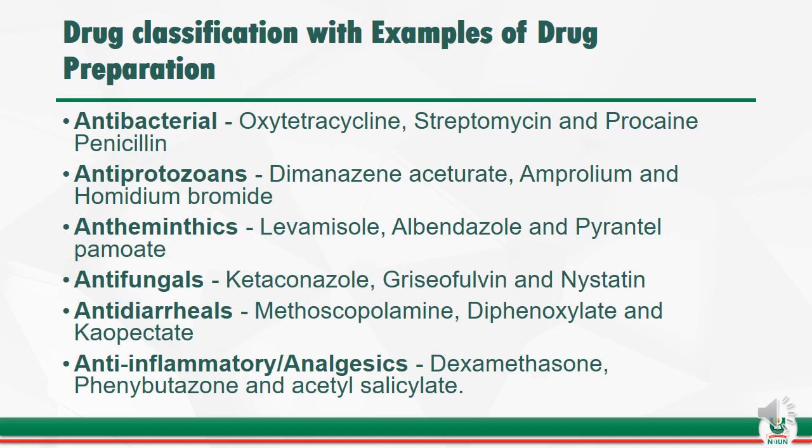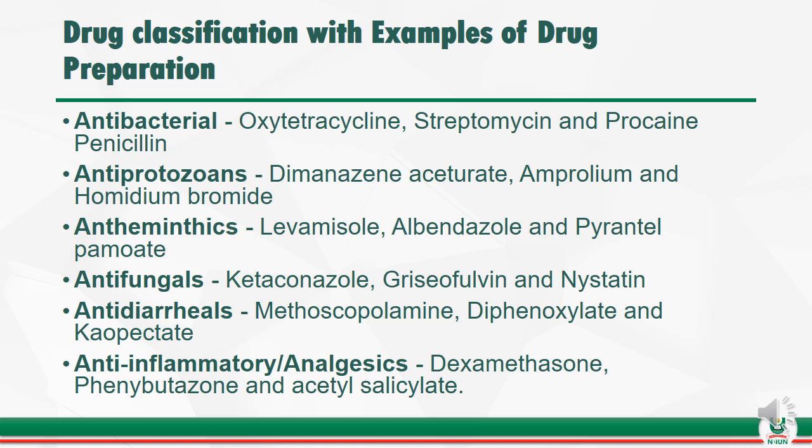And this is it here: drug classification based on the etiology, with examples of those drugs. We start with antibacterials. Examples include oxytetracycline. Of course, we hear oxytetracycline, it's also used in animals, just like it is used in human beings. Streptomycin and penicillin are antibacterial drugs, because they treat bacterial infections.